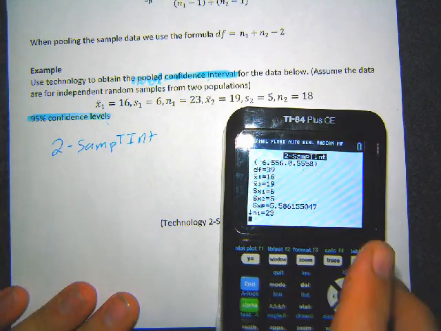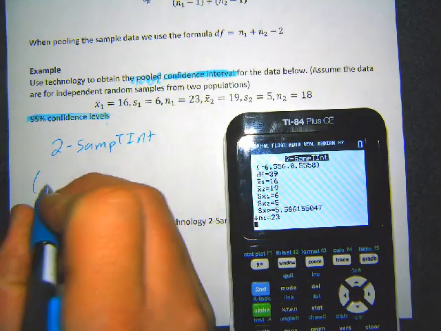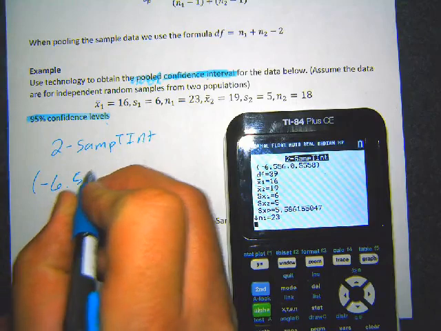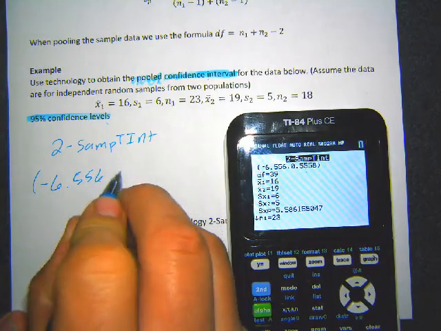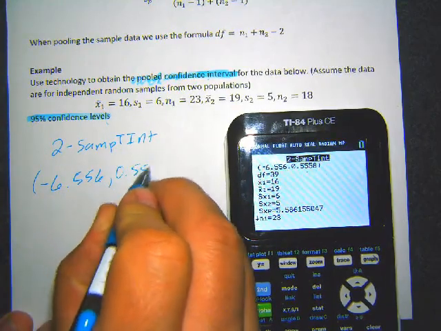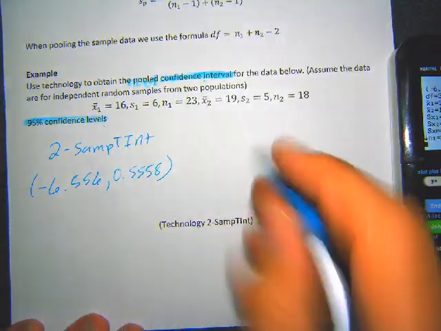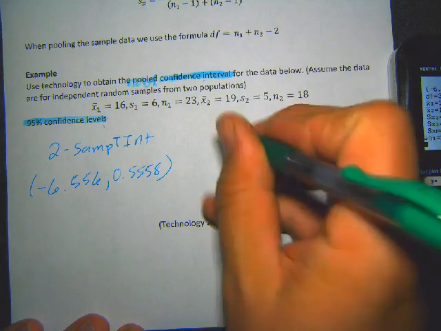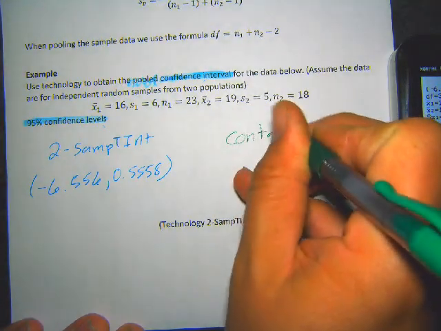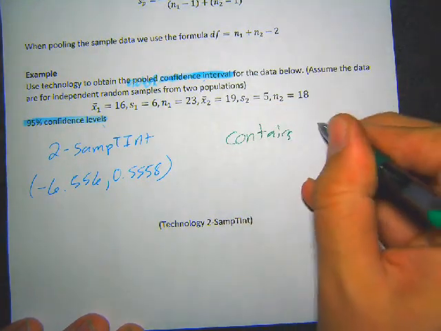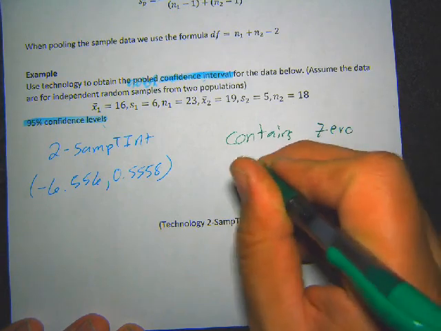And that's my confidence interval. So the confidence interval for this one, I think, is negative 6.556 over to 0.5558. This one, notice that this contains 0. So it contains 0, so we would fail to reject.